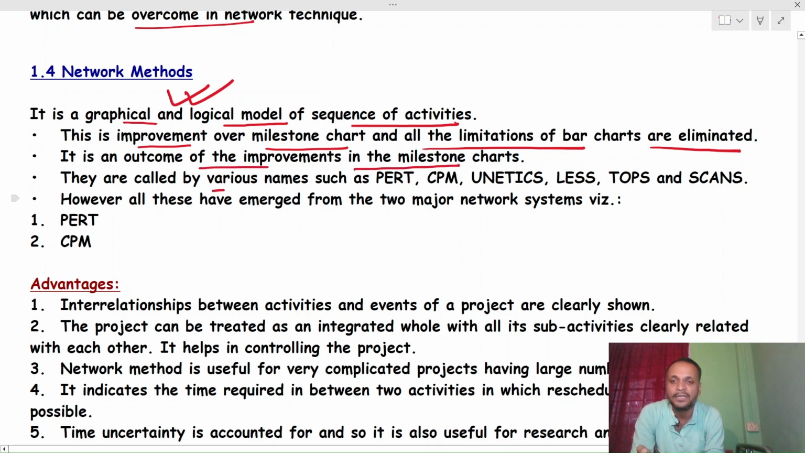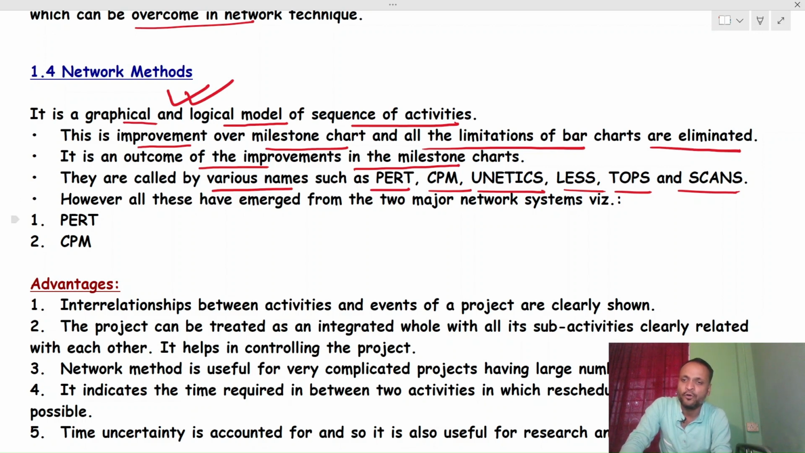तो इसके वेरियस नेम्स हैं, वेरियस मेथड्स हैं, दैट इज द पार्ट, सीपीएम, यूनिटिक्स, लेस, टॉप्स, स्कैन्स, देयर आर वेरियस मेथड्स। ओके, सो दैट कम्स अंडर द नेटवर्क मेथड। हाउएवर इसमें दो मेजर नेटवर्क मेथड जो बहुत पॉपुलर है वो है आपका पर्ट और दूसरा आपका सीपीएम। These two methods are very popular in the network method.